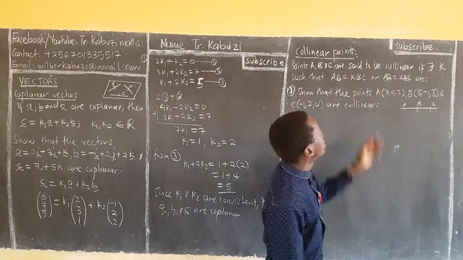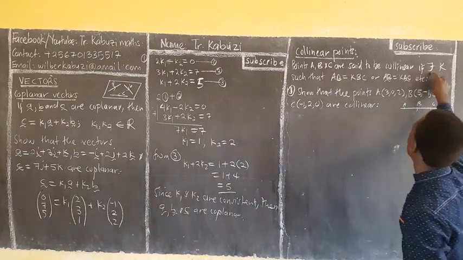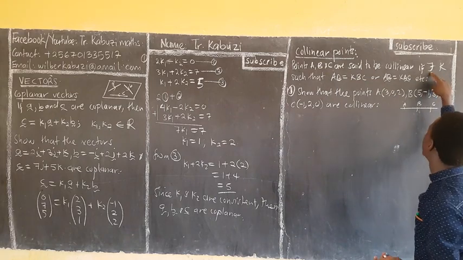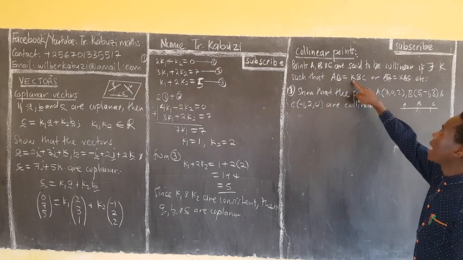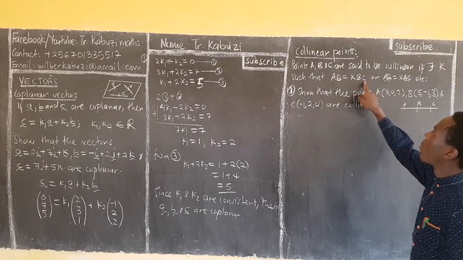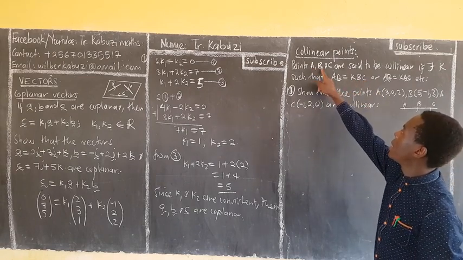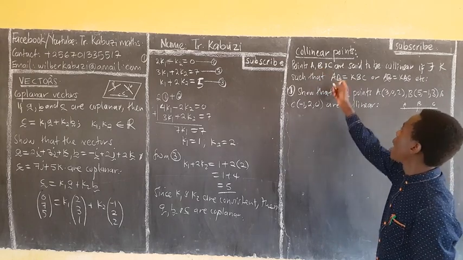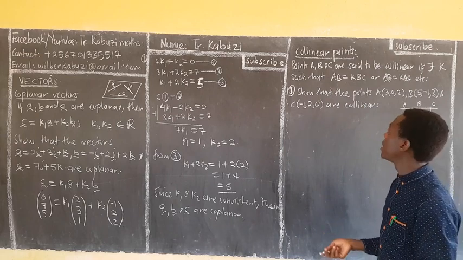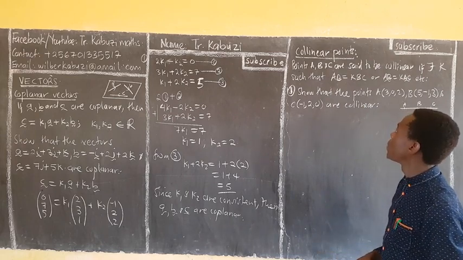If A, B, and C are said to be collinear, it means there exists a constant K such that AB is equal to K times BC. Instead of just saying the vector AB, it is equal to a scalar multiple of BC. If you can express this, it shows that those points are collinear.